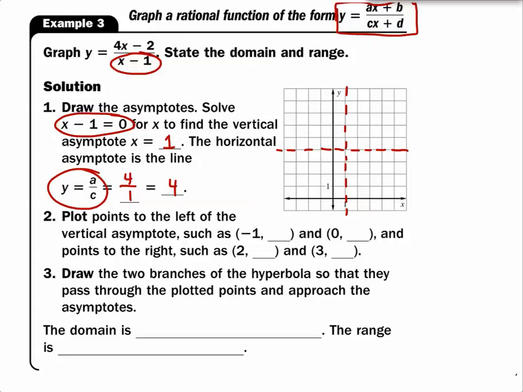It says plot points to the left and the right. So stick in some numbers and see what comes out. If you stick negative 1 in, the numerator becomes negative 6, the denominator becomes negative 2, and you end up with 3. So negative 1 comma 3. If you substitute in 0, the numerator becomes negative 2, the denominator becomes negative 1, and you end up with positive 2. So 0 comma 2.